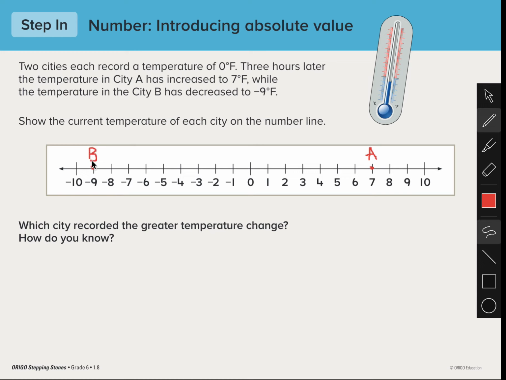Okay. Which city recorded the greater temperature change? So which one had a bigger change in the temperature? It doesn't say warmer, it doesn't say colder, the greater temperature change. So in other words, which one is further from 0? We would say city B. Why? How many degrees did it change? 9.